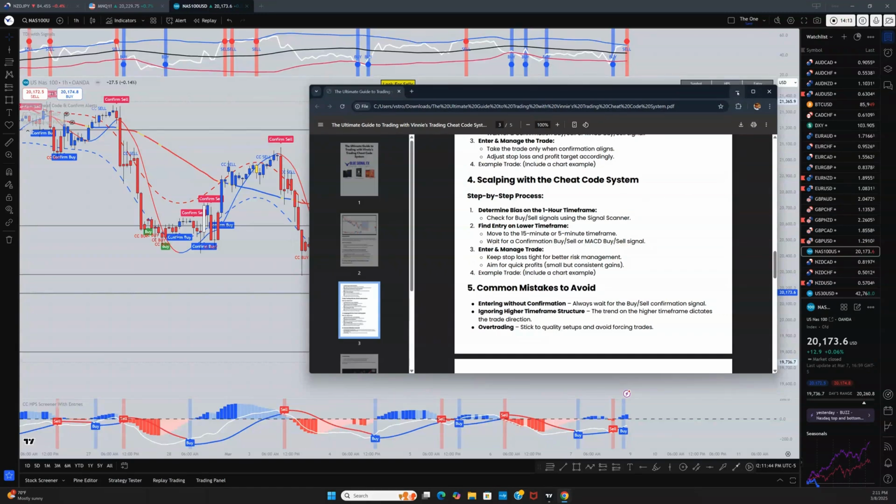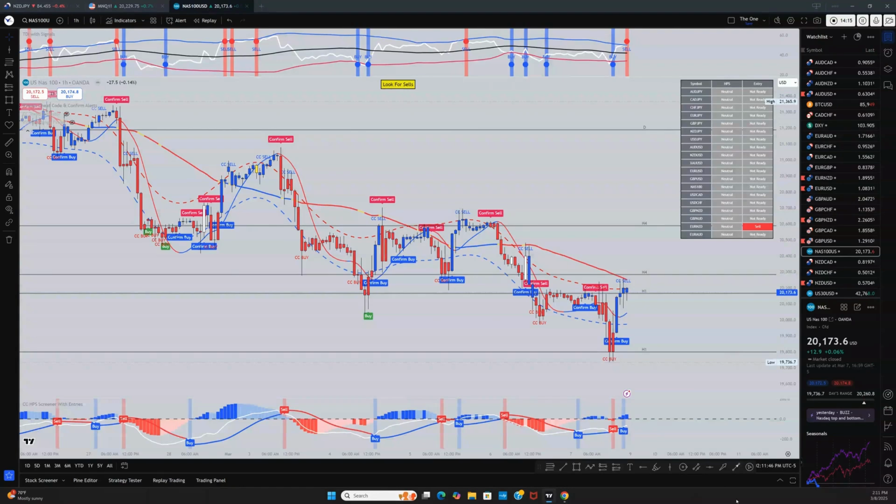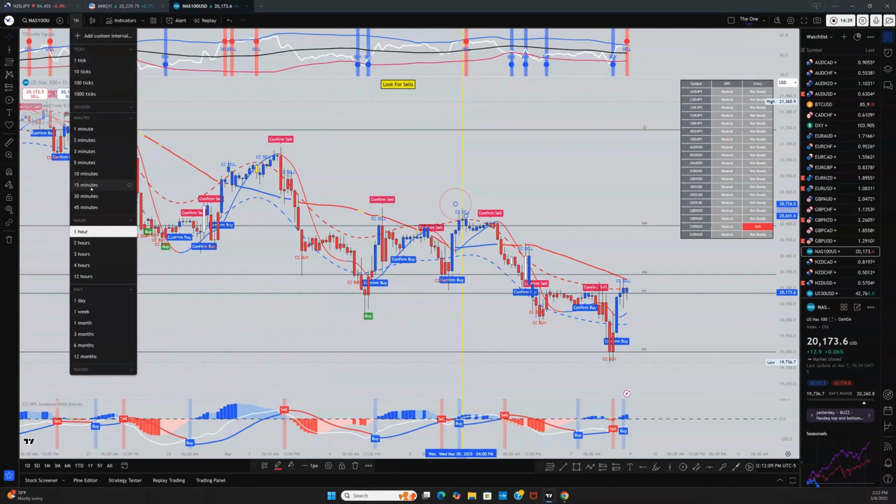Wait for confirmation. Okay. So let's say, for example purposes only, let's just say that we wanted to take this sell here. We got our 1 hour time frame. 1 hour time frame is telling us to look for sells. We have a cheat code sell signal at a higher time frame resistance. Let's go down to the 15-minute time frame.